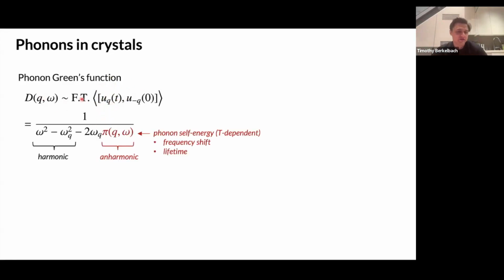And in sort of a textbook sense, the phonon Green's function has the form I show here. So it's the inverse of some difference between the frequency and the square of phonon frequencies. And then, as usual, I'll have a term that accounts for all of the phonon-phonon interactions, and that will be the phonon self-energy. And again, following textbook notation, my phonon self-energy will be indicated by pi. It's a temperature-dependent quantity, and its job, of course, is to get all of the frequency shift and lifetime information correct.